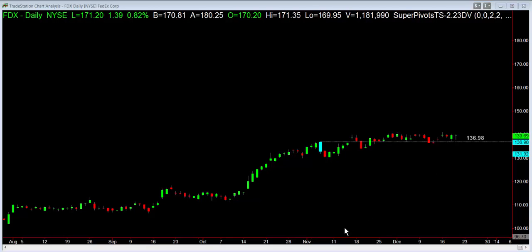If prices aren't going to trade below that confirmation bar in this particular case, then don't take the trade. Don't take the trade just because there's a pivot.